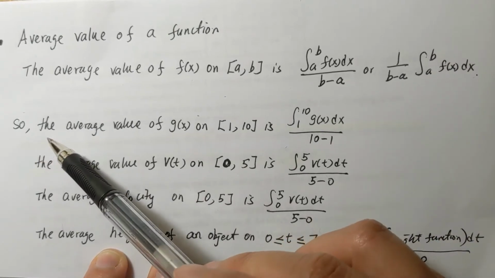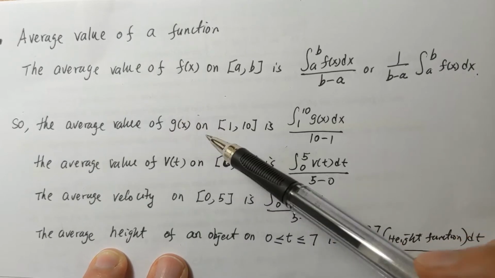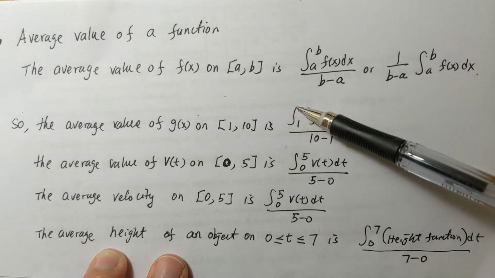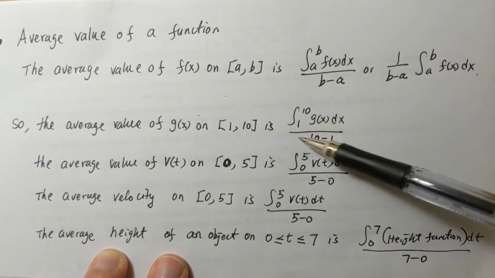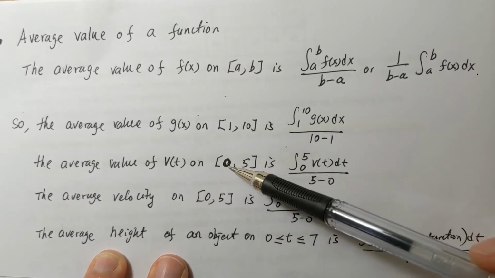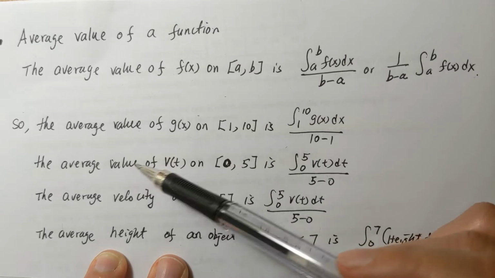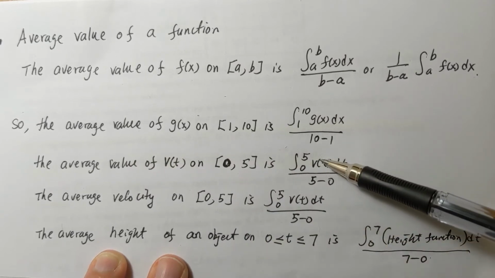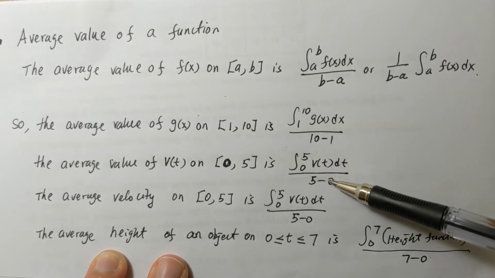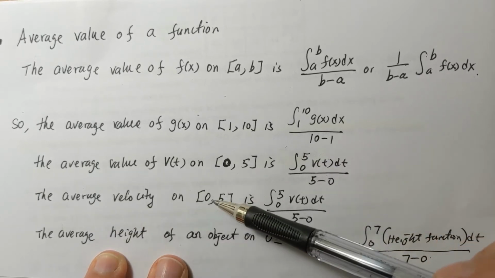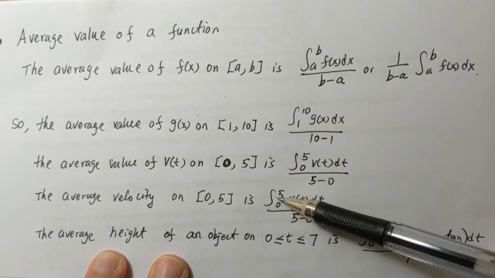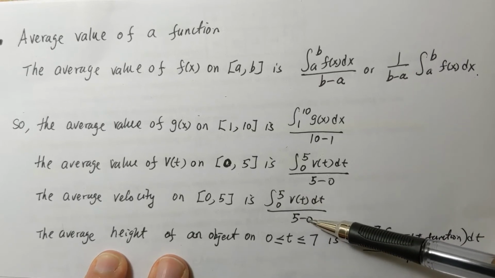So if you had to find the average value of g of x on the interval 1 to 10, you put g of x as the integrand. So you do the integral from 1 to 10 of g of x dx divided by 10 minus 1. The average value of v of t on the interval 0 to 5: you put v of t as the integrand, so you put 0 to 5, v of t dt, and then divide by 5 minus 0. Find the average velocity on the interval 0 to 5. So you put velocity as the integrand, from 0 to 5, and then you divide by 5 minus 0.